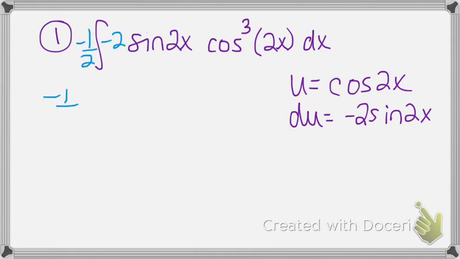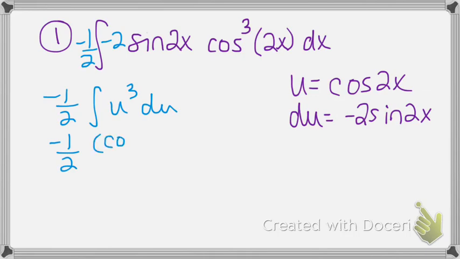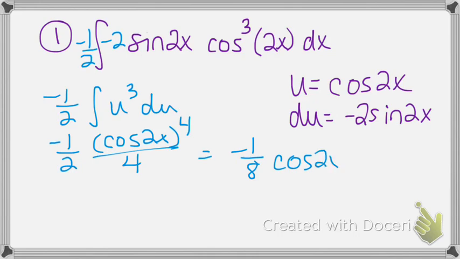So we really have negative 1/2 integral u to the third. And then we take the antiderivative of u to the third, which is u to the fourth over 4. So you get negative 1/8 cosine of 2x to the fourth plus c. You can write it as cosine to the fourth of 2x if you want. I like writing it outside just because in my mind it makes more sense, but you can write it the other way if you want.